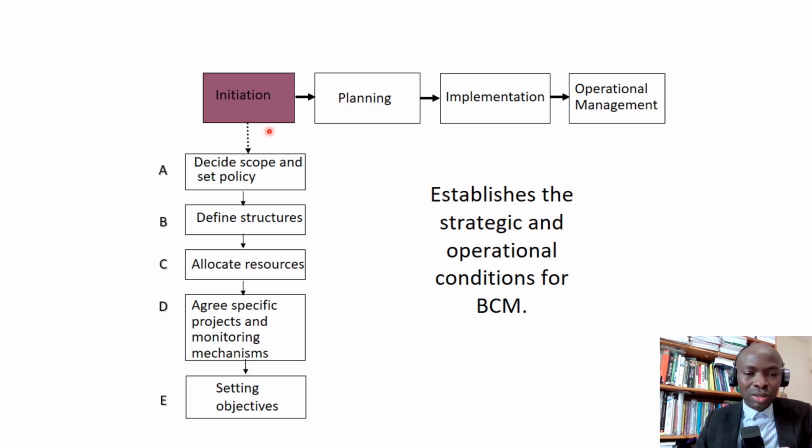You then obviously look at planning, implementation, and operational management. These are absolutely crucial aspects that leaders and managers need to be aware of as well. You want to establish the strategic and operational condition for your BCM, and this is something that managers certainly need to be aware of.